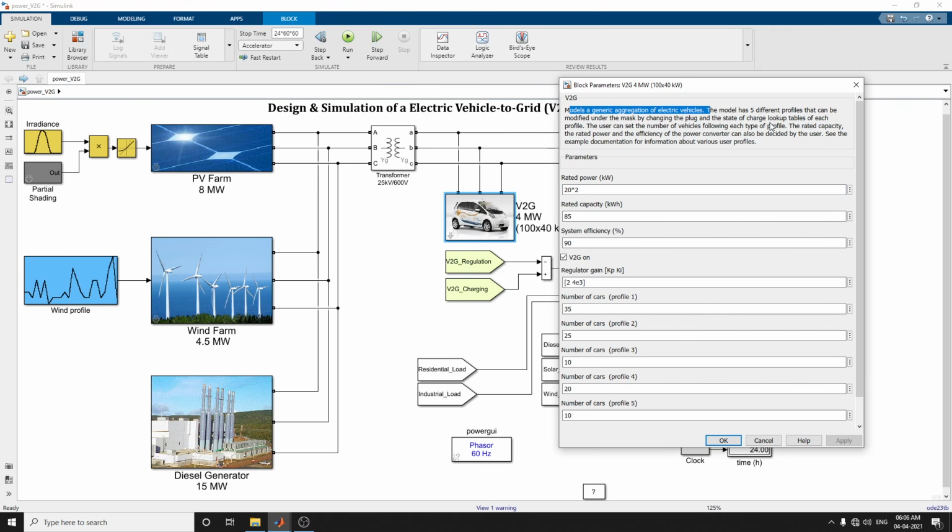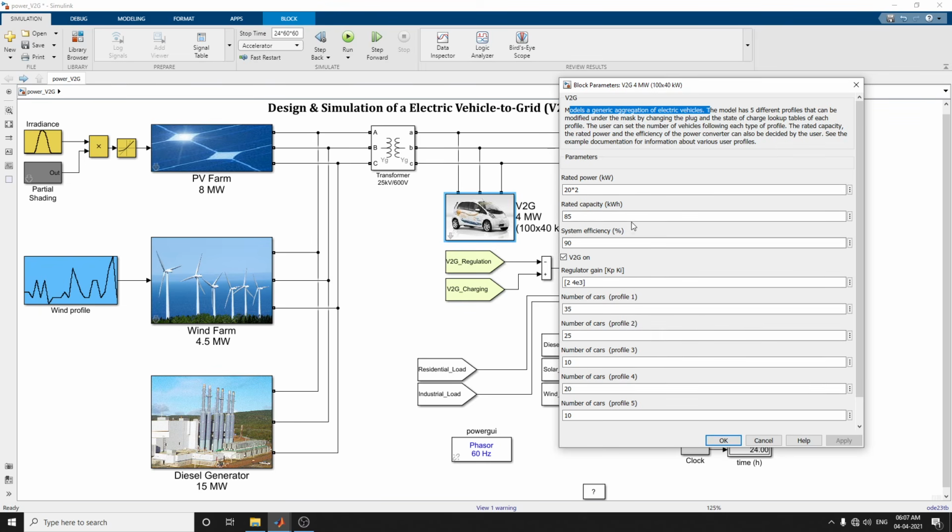This model has 5 different profiles that can be modified under the mask by changing the plug and the state of charge lookup tables of each profile. It has a plug and a SOC lookup table for each profile. The user can set the number of vehicles following each type of profile here. These are the parameters we are going to apply here.